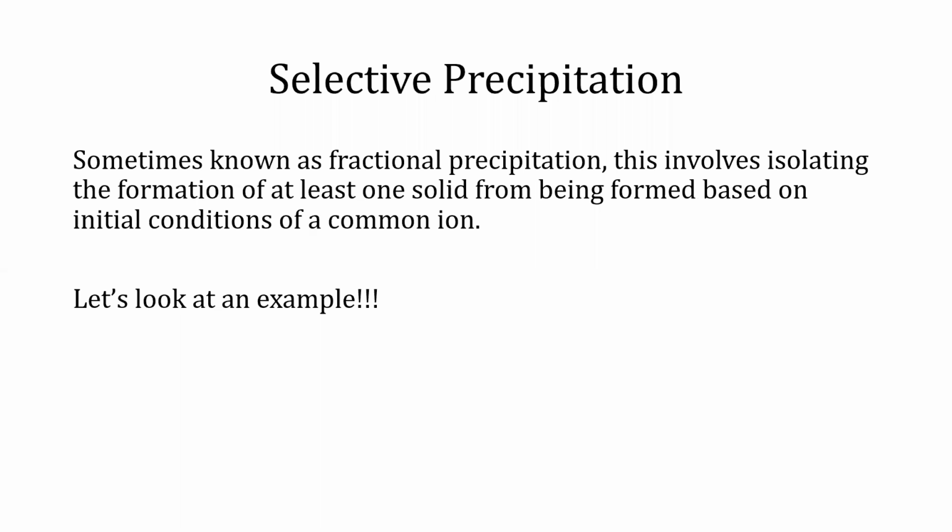Selective precipitation, also known as fractional precipitation, involves isolating the formation of at least one solid from being formed, based on initial concentrations of a common ion. Let's look at an example.